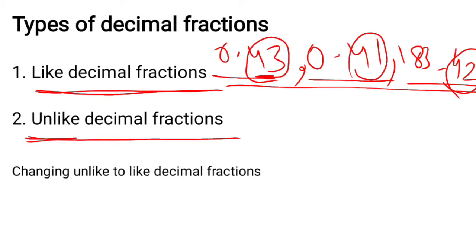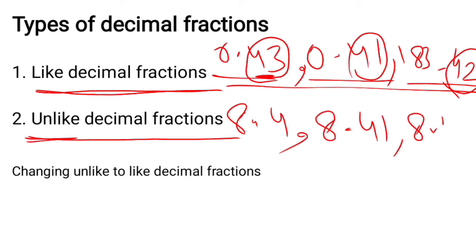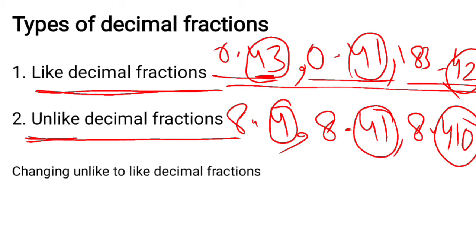And in unlike, I'm taking another example, which are unlike decimals. If they have an unequal number of decimal places, like I'm taking the example 8.4, one number, another number is 8.41, and another number is 8.412. Okay, so this is an unlike decimal fraction. Here only one place value after the decimal, here 2 and here 3. So these all are different decimal places, so we can say that this is an unlike decimal fraction.